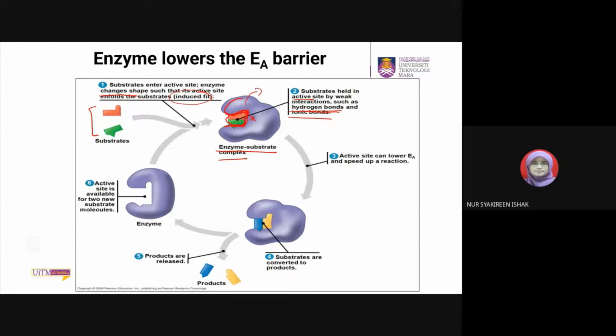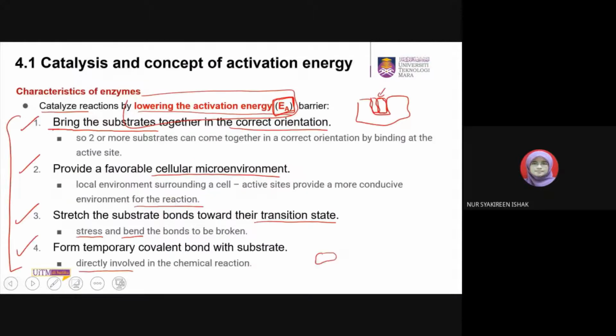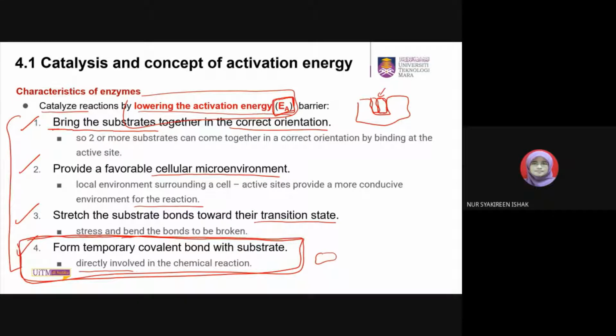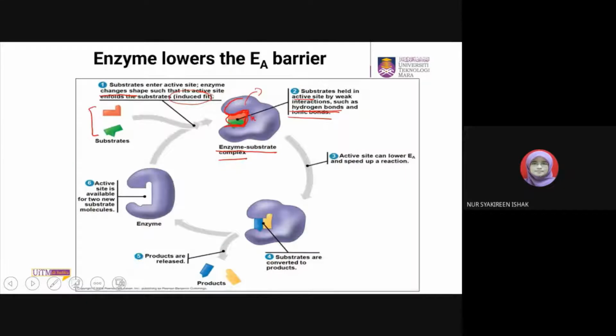So this point here, number 4, apart from having cofactors, is the ability of the enzyme to form weak interactions with the substrate, by having the side chains of amino acids at the active site. So it forms hydrogen bonds and ionic bonds with the substrate. So the active site can lower the activation energy and speed up the rate of reactions.